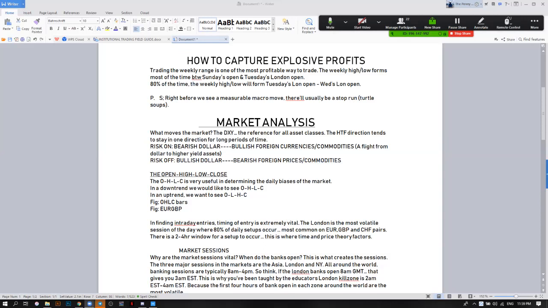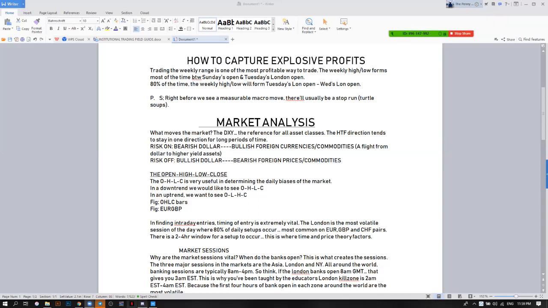Now, if there's a risk-off event, it means the dollar is bullish. Okay, the dollar is stable. The base currency of the world is stable, and every other foreign currency pair and the prices of commodities, which is gold and oil, are all going to be bearish against the strength of the dollar. Okay, so now let's go to the charts.